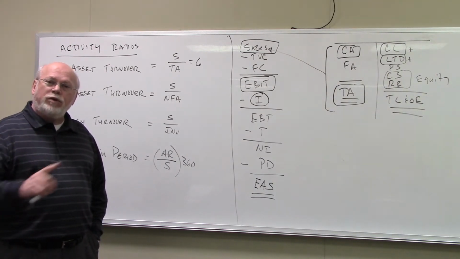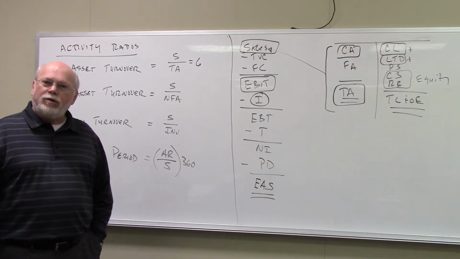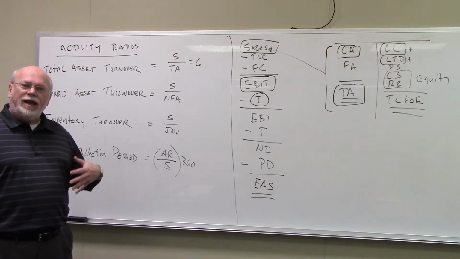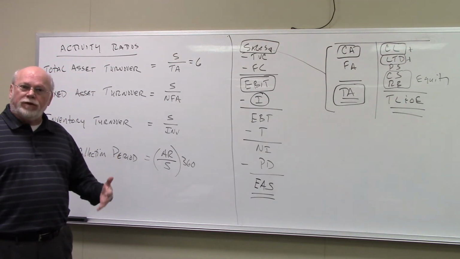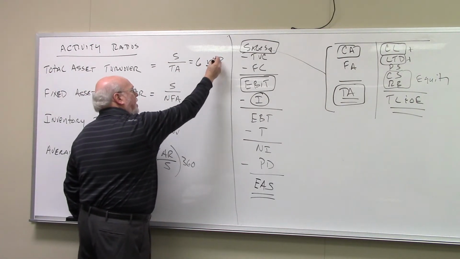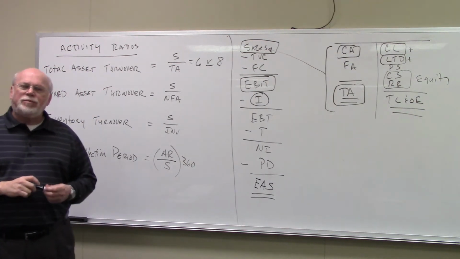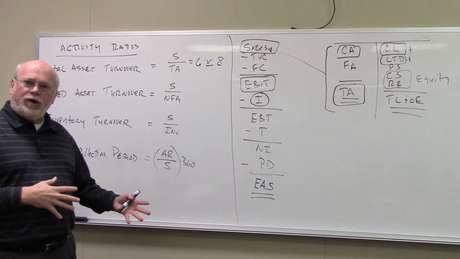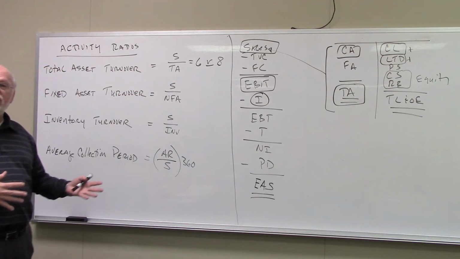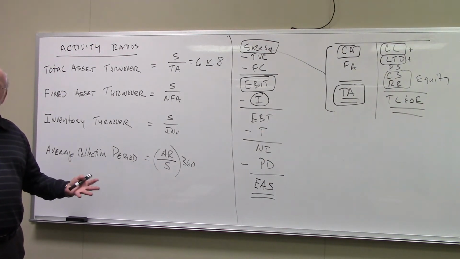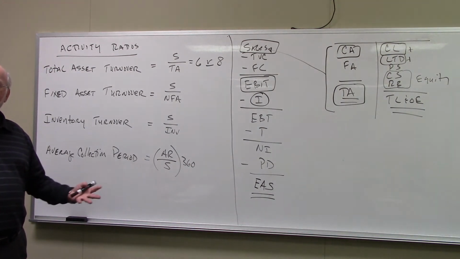All things being equal, you'd like that number to be what? To be higher as opposed to lower. You'd like to generate more sales for every dollar you have invested. And again, it's called total asset turnover. If you compare this to some industry average, and the industry average were 8, that means the typical firm in the industry is generating $8 in sales for every dollar in total assets. You're only generating $6. You're below average. What's the cause of that? Well, you don't know. Total asset turnover doesn't really give you that answer.